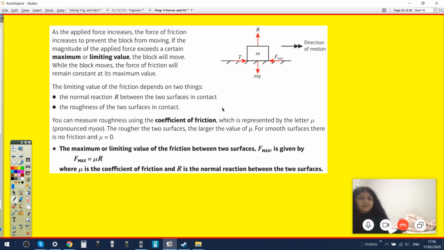Nothing more than that. F max is equal to mu R, and what's the limiting value, or the limiting velocity or something? Let's not even go there. Limiting value in this case is just F max. That's what they're talking about.